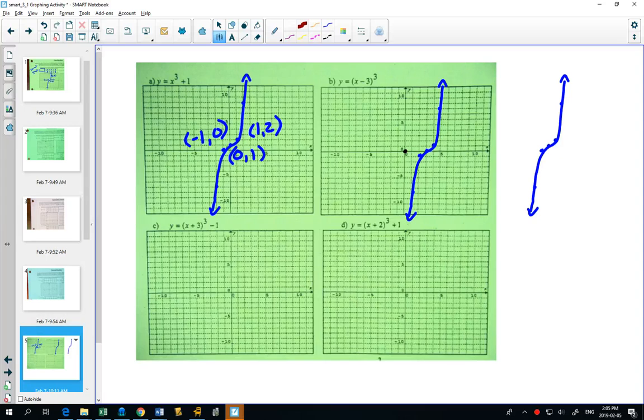You have x minus 3, you're going to move 3 to the right. If you had x plus 3, like we do in this next one, you're going to move 3 to the left. So here we have x plus 3. That moves it 1, 2, 3 to the left. And then the minus 1 moves it 1 down. Again, same shape that we had before. But if I label what happens to (0, 0), it moved 3 to the left and 1 down.